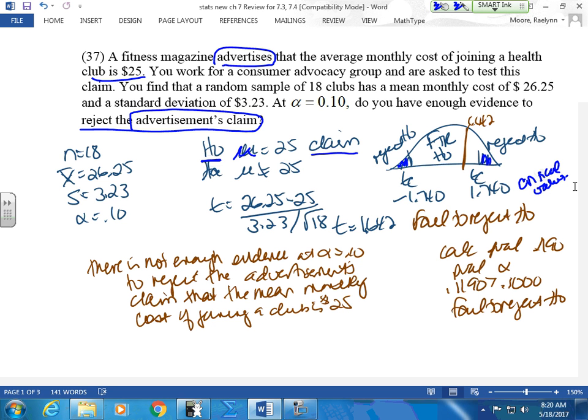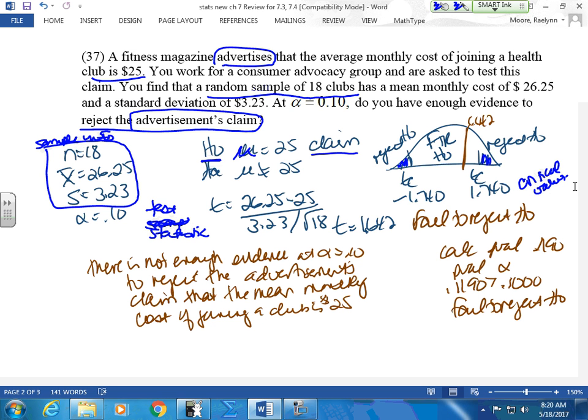Everybody okay with that part? Okay, this is your test statistic. You take all your sample information. I'm reading across: you find a random sample of 18 clubs that has a mean monthly cost and a standard deviation for that sample. So this is your sample information. I have n is 18, my sample mean, my sample standard deviation.